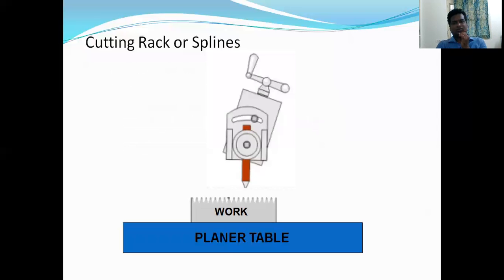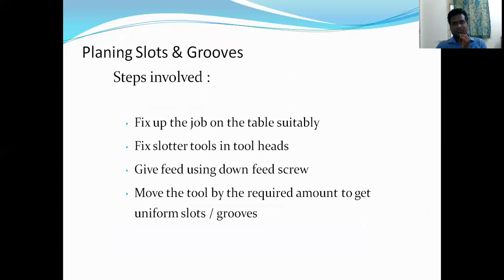Okay. So with this we have to fix the slotting tools in the tool head and give the feed, using the down feed screw. Move the tool by the required amount to get uniform slots and grooves. Fix up the job on the table suitably. Fix the slotting tools in the tool heads. Give feed using the down feed screw, and move the tool by the required amount to get uniform slots and grooves.